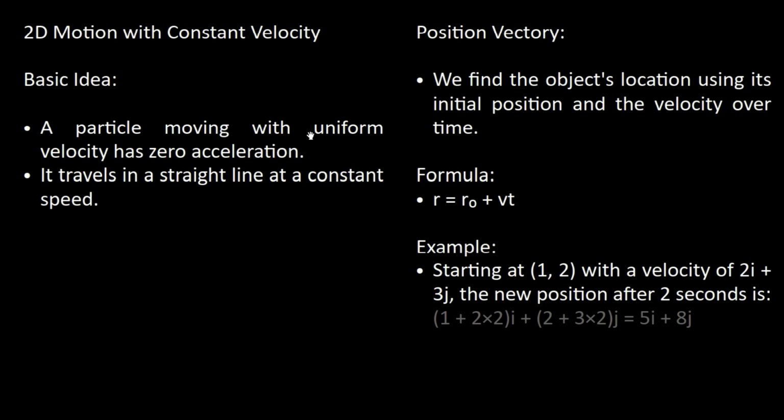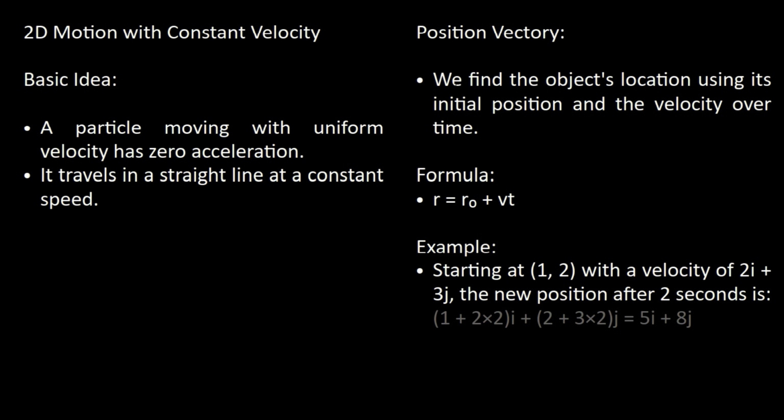A particle moving with a uniform velocity has zero acceleration. So this is constant velocity, so acceleration is zero over here. It travels in a straight line at a constant speed, right? No acceleration means no change in direction or no change in speed. So the only thing that you have to be bothered about over here is your position vector.